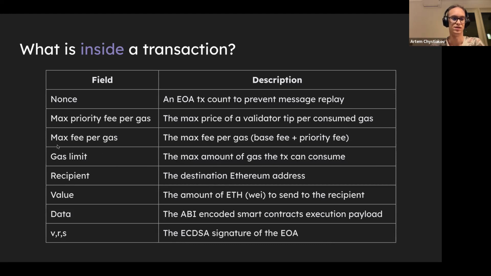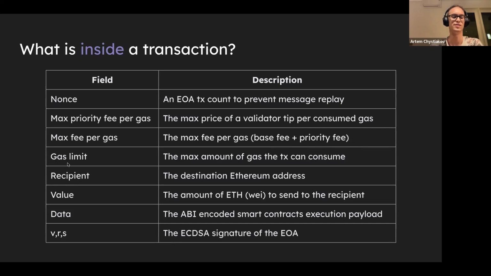And this variable in the transaction is needed to cap the fee plus the base fee of the block, so the user won't overpay. So the description here says exactly that. It is the block base fee plus the priority fee.